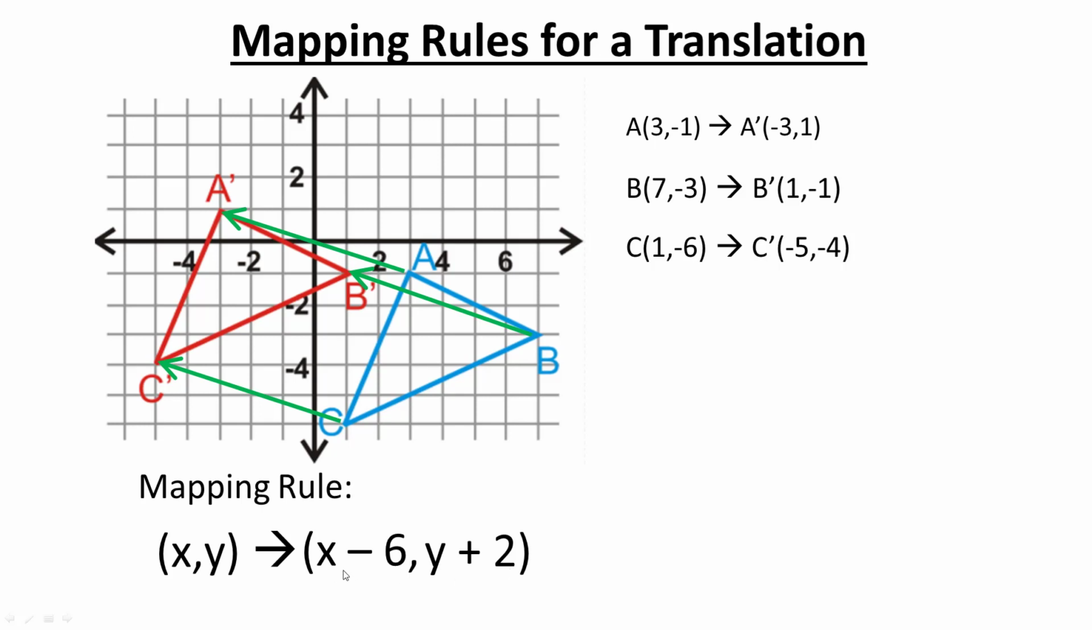And if I just look at the mapping rule, even without the graph, see x changes into x minus 6. So that would tell me it moves 6 to the left because we subtracted 6 from all the x's. The y changed into y plus 2. See, plus is an up direction. So that means that the graph would have moved up 2. So left 6, up 2. So that's what mapping rules look like for any kind of translations.